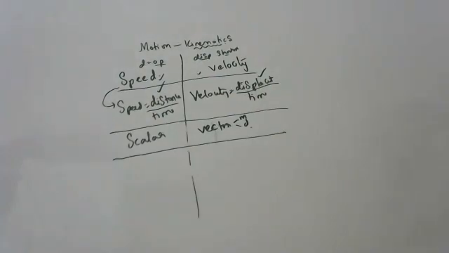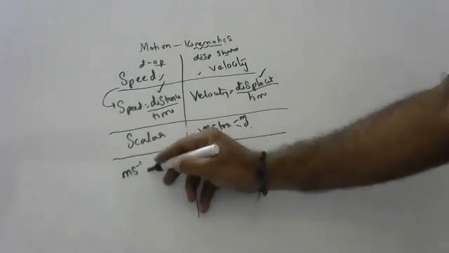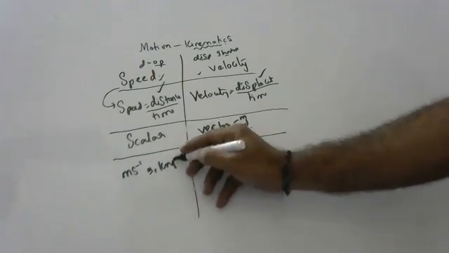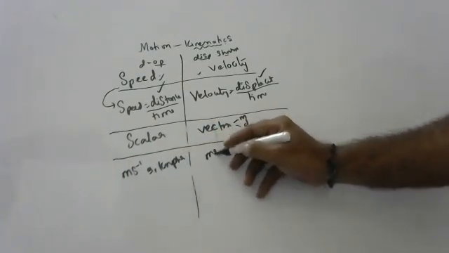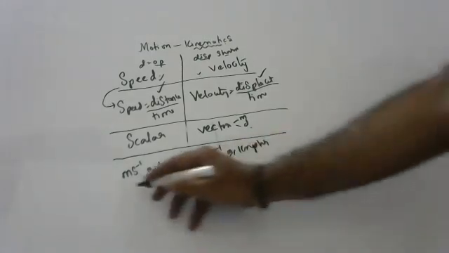Okay. So, children, whether it is distance or displacement, the units will remain the same: meters per second or kilometer per hour. Same units, children.